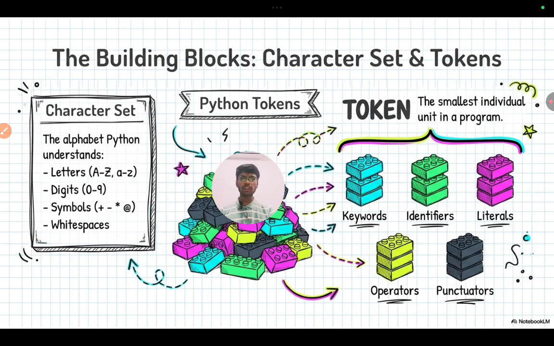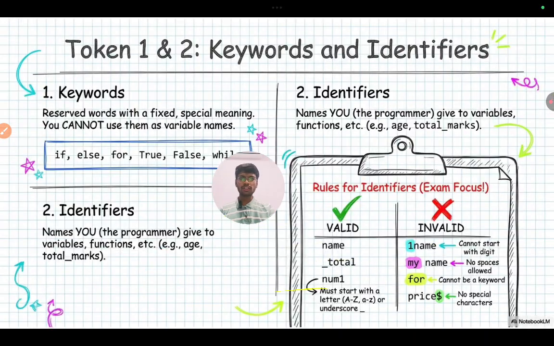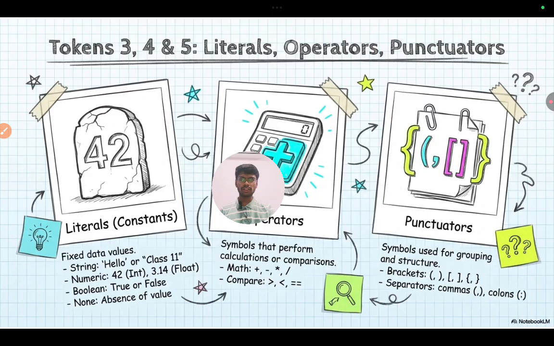You have tokens. Tokens are the building blocks of a program, the smallest individual unit of a program. In Python, tokens are of five types: keywords, identifiers, literals or constants, operators, and punctuators. And the character set of Python: Python understands letters, uppercase A to Z and lowercase a to z, digits from 0 to 9, special characters like symbols, and white spaces like tab and space.